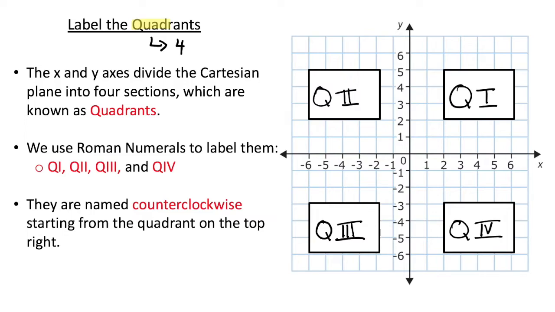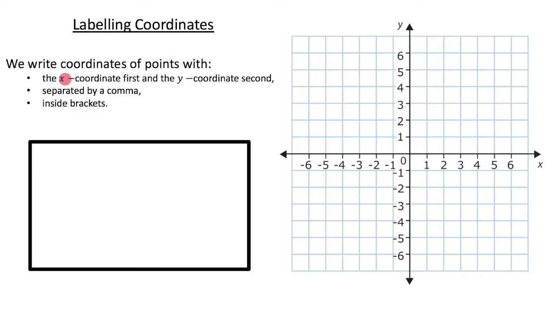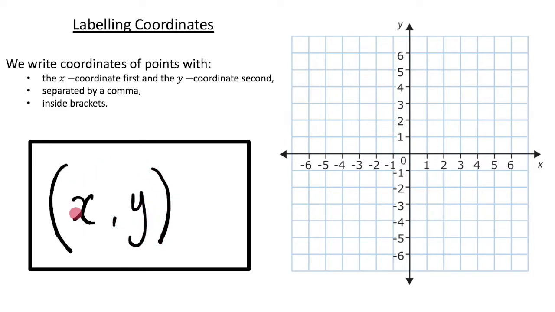Let's now move on and talk about labeling coordinates. We write coordinates of points with the x coordinate first and the y coordinate second, separated by a comma and inside brackets. Now I've left a big blank box here, and I want us together to write down the proper form of coordinates. So we're first going to open our brackets, then put an x, then put a comma, then put a y, then close our brackets. So this is the proper form of coordinates. So hopefully you've written that down.